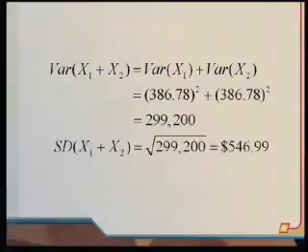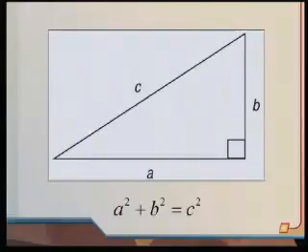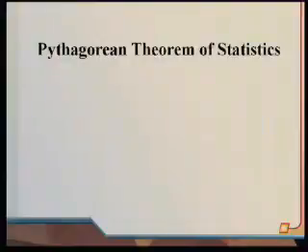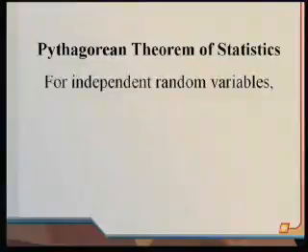Does this process ring a bell? We sum 2 squares to find a third square, as in a squared plus b squared equals c squared? That's right. It's just the Pythagorean theorem. This process of adding variances is the Pythagorean theorem of statistics. And like the geometry version, there's a condition. In geometry, we can't apply the Pythagorean theorem unless it's a right triangle. In statistics, the random variables have to be independent.